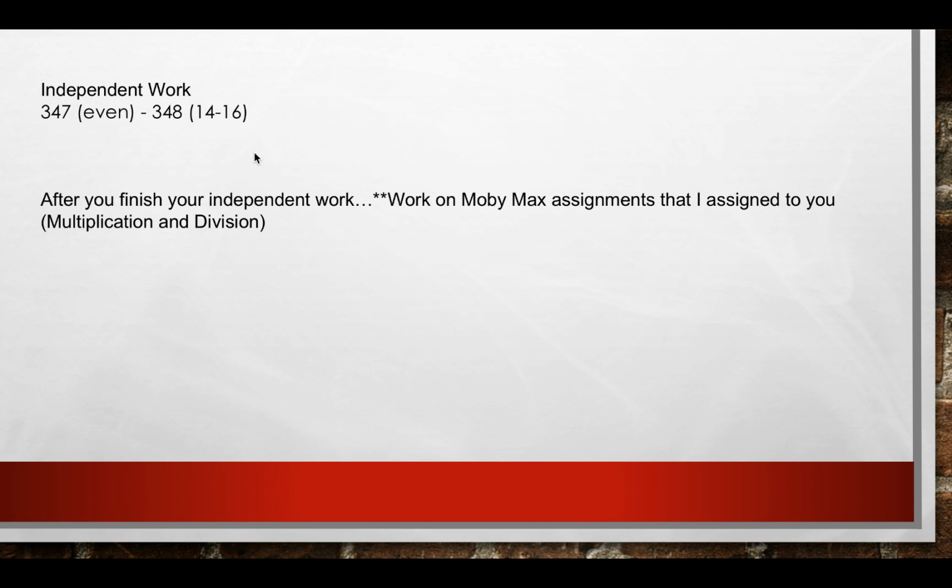When you finish your independent work, you can work on MobyMax assignments that I assign to you. So make sure you go to the Assignments tab and do any of those that has to do with multiplication and division. And be sure to work quietly and to follow the directions from the sub, because she's your teacher today. So you need to make sure you're following SOAR expectations. Okay?